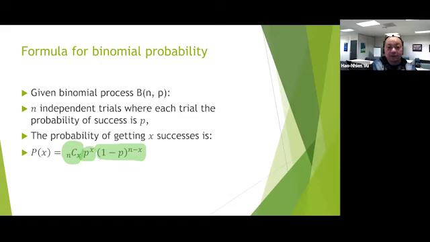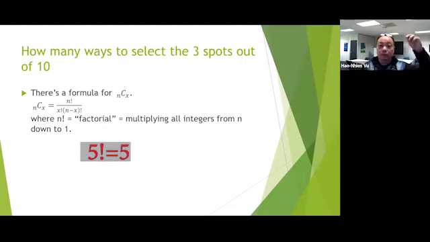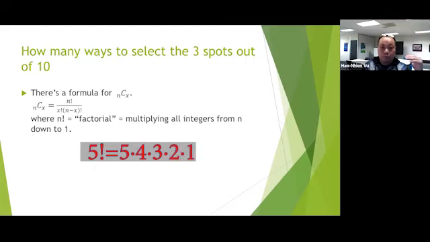Now I'll do a little detour on the computation of n choose X. There's a formula for n choose X. It looks like that. The exclamation mark means factorial, and it means multiplying all integers from that number down to 1. For example, 5 exclamation mark means 5 factorial, and it equals 5 times 4 times 3 times 2 times 1. Multiply from 5 down to 1. And that's equal to 120.